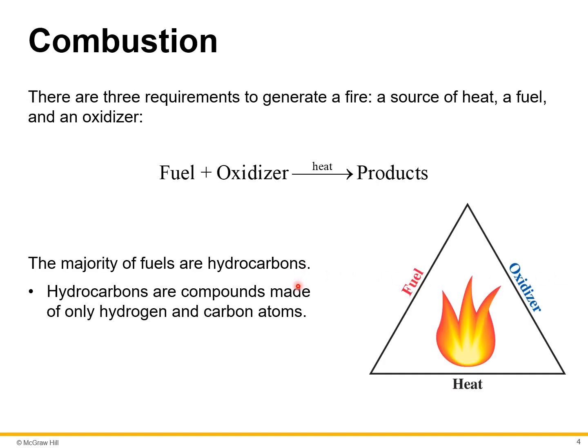So in order for combustion to occur, we need three things. We need a heat source, we need some fuel, hydrocarbons, and an oxidizer. The majority of the time, this is oxygen. And the fuels for our class that we're going to focus on are hydrocarbons, again, containing hydrogen and carbon atoms.